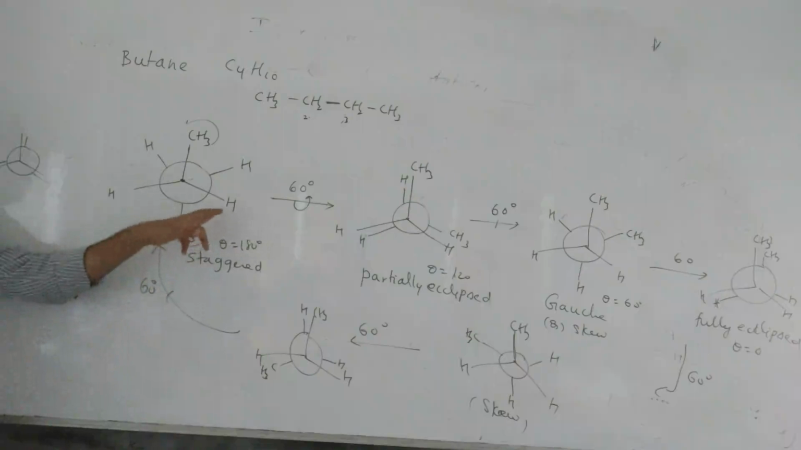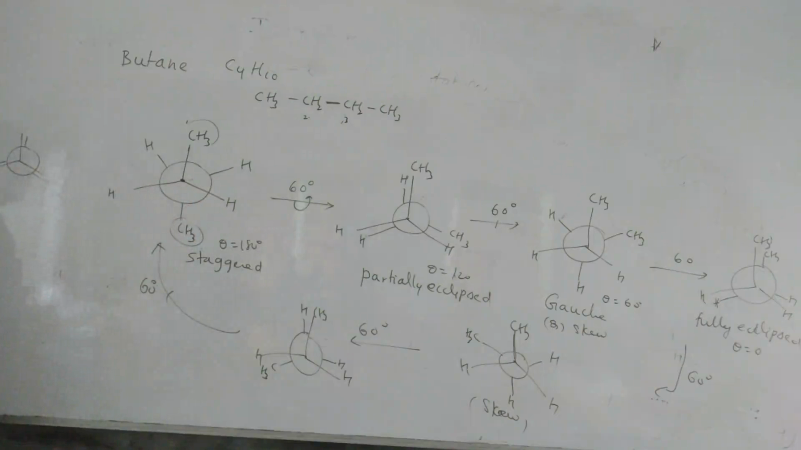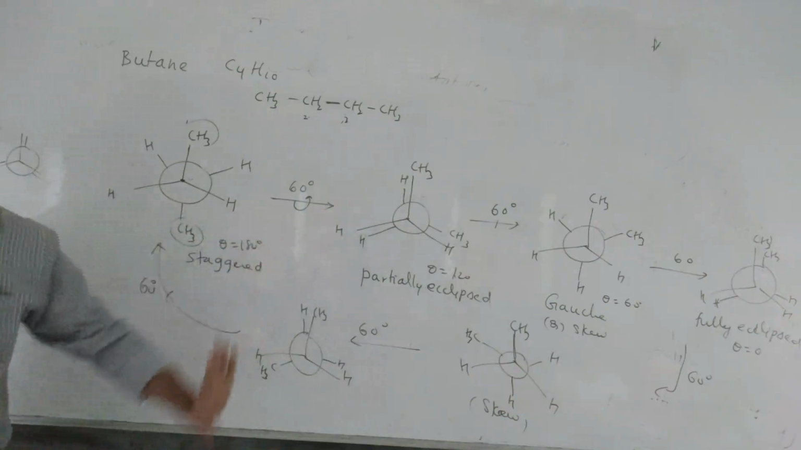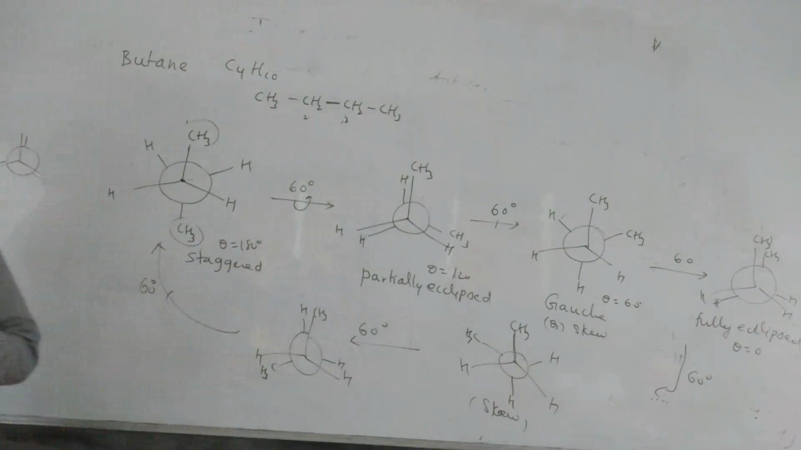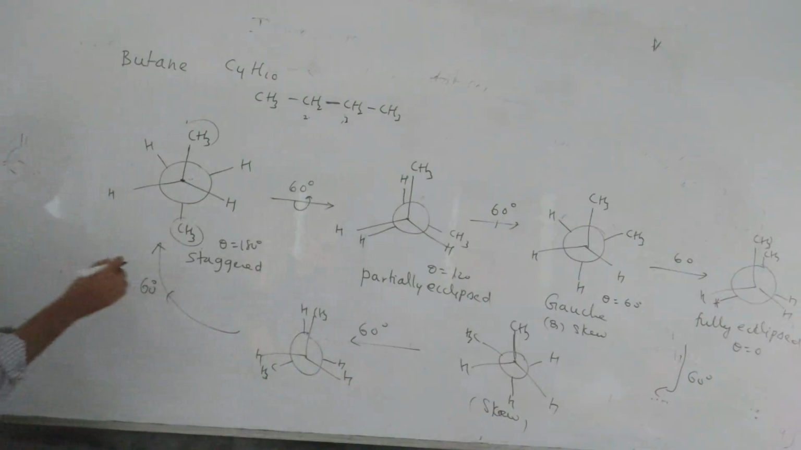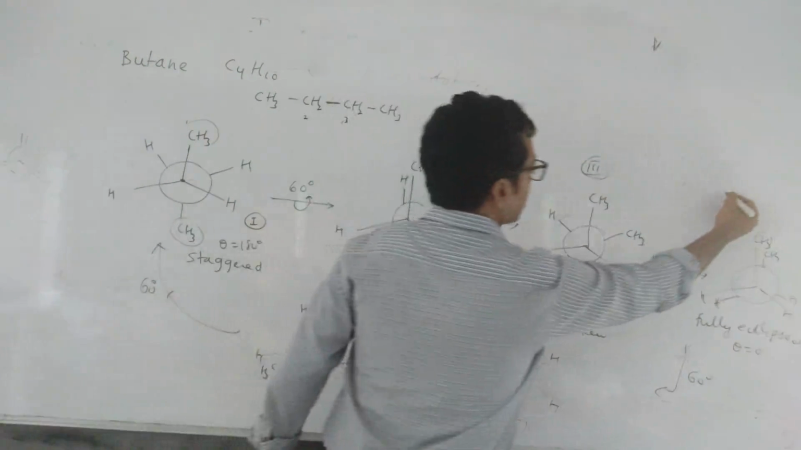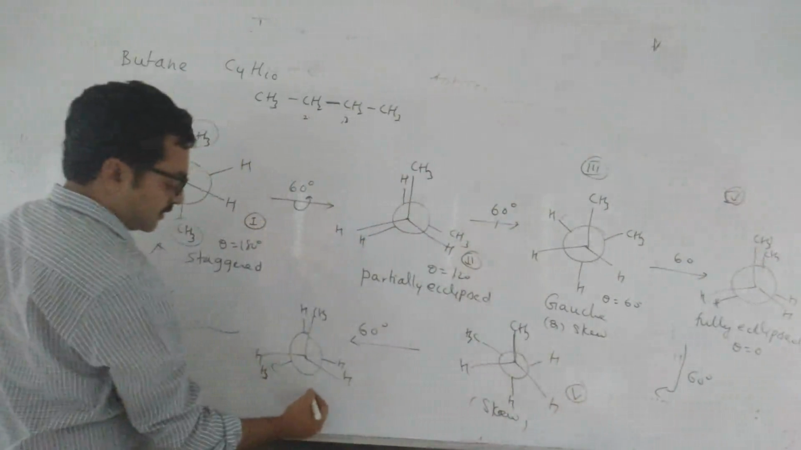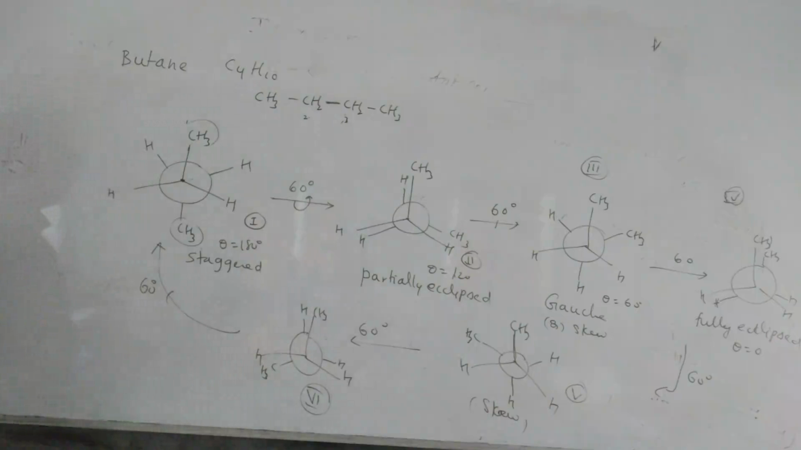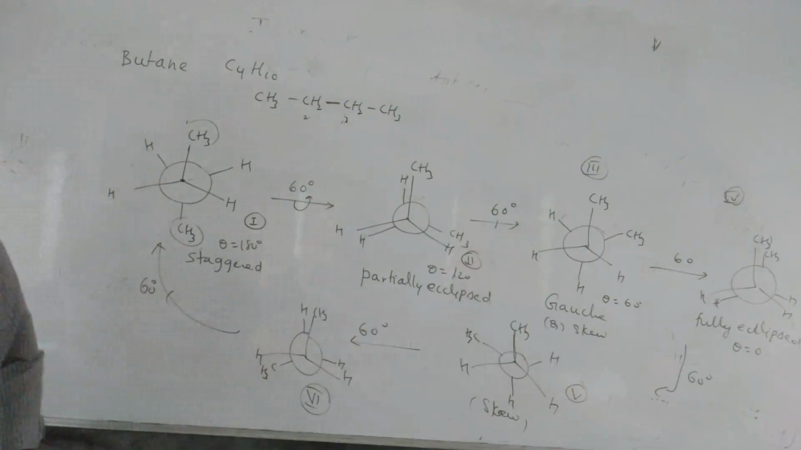Once again you see, easy. First I have taken the staggered form, 60 degrees I rotated, we got a partially eclipsed form. Next again I rotated 60 degrees, that is called the gauche form, in which both the CH3s are at 60 degrees. Next, 60 degrees if I rotate, you will get the fully eclipsed form. Next, one more 60 degrees if you rotate, again a skew form is formed. So now I will write the structures, I will name them. Structure number 1, this is 2, this is 3, it is 4, this is the 5th structure, and this is the 6th structure. Actually an infinite number will be formed, but some are identified, somewhat stable. If you rotate the C-C bond, an infinite number of isomers will come. Among them some are these: staggered, partially eclipsed, gauche, fully eclipsed and skew.